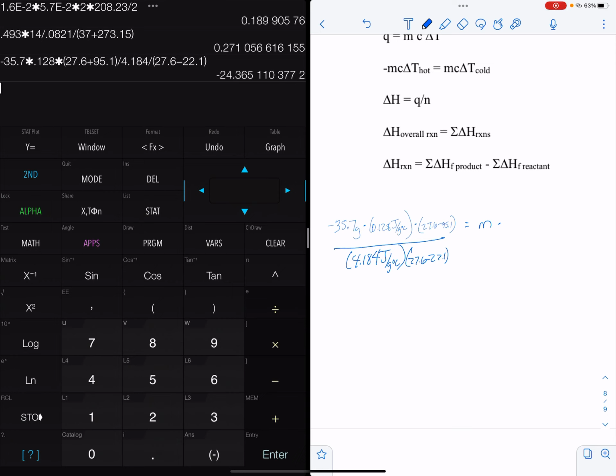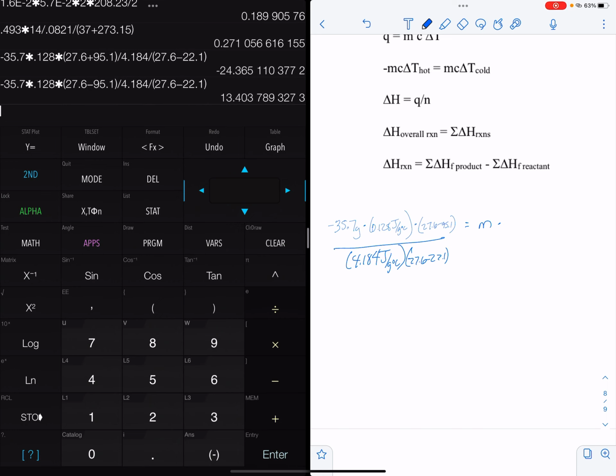And so if I look up, I have a typo in my equation right there. It's supposed to be right there. And then that gives me my answer, which is 13.4. And the problem says to round it to 2 sig figs. So there you go.